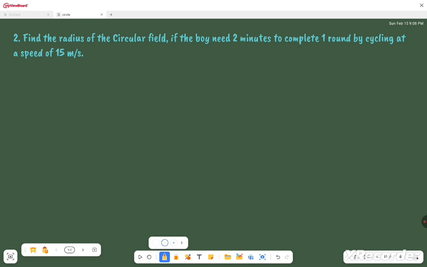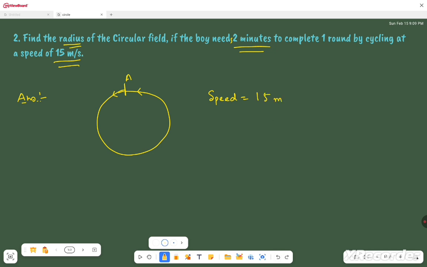Find the radius of the circular field if the boy needs 2 minutes to complete one round by cycling at a speed of 15 meters per second. So here the time is given as 2 minutes and the speed is given. It is asked to find the radius of the circular field. Again there is a circular field and the boy is completing one round starting from point A and ending at point A. The speed is 15 meters per second and the time is 2 minutes. Minutes should be converted into seconds, that means 2 into 60, which is 120 seconds.